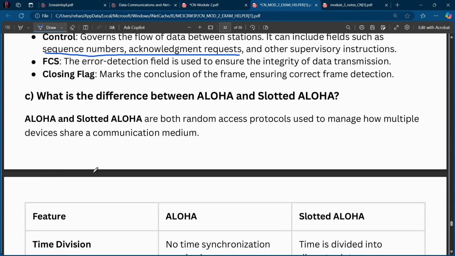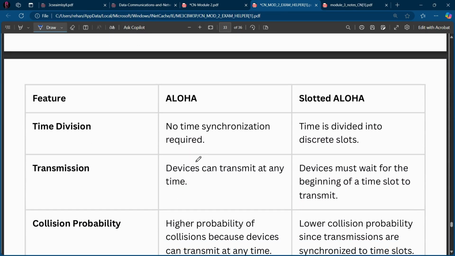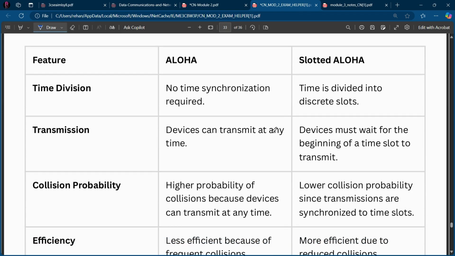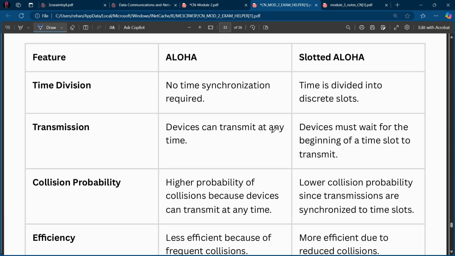So, what is the difference between Aloha and slotted Aloha? See here. First of all, time division. Here, there is no synchronization or time division, but here it is divided into slots. In pure Aloha, transmission can happen at any time, but in slotted Aloha it must wait for its time slot and transmit at that time.